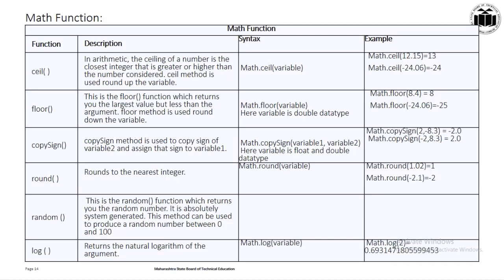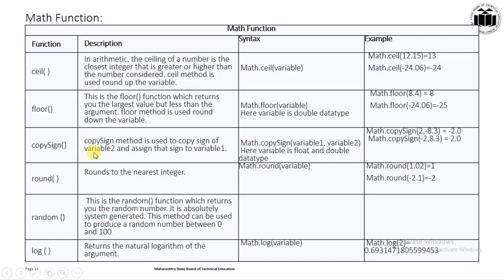9.0036. Next, the ceil method. In arithmetic, the ceiling of a number is the closest integer that is greater than the number considered. The ceil method is used to round up the variable. Here in this example you can see Math.ceil of 12.15. 12.15 is near the integer 13, so the answer is 13. And here -24.06 goes to -24, so the answer is -24. Now next one is floor. This is the floor function which returns the largest integer that is less than or equal to the argument. The floor method is used to round down the variable. For example, Math.floor(8.4) is equivalent to 8, and Math.floor(-24.06) is equivalent to -25.